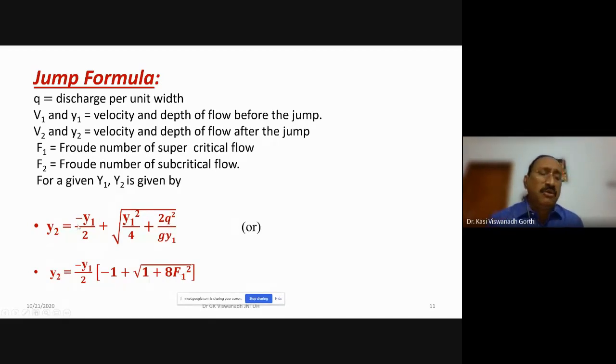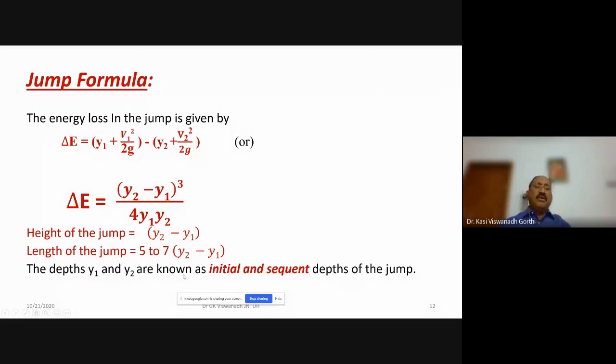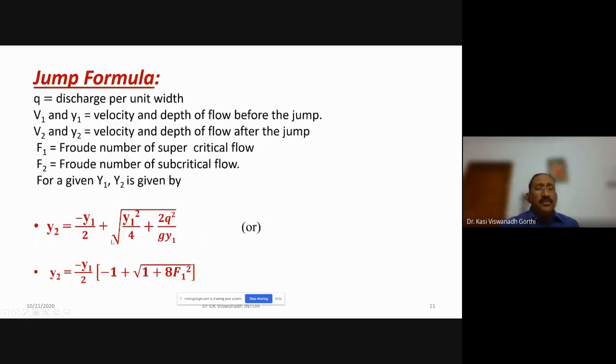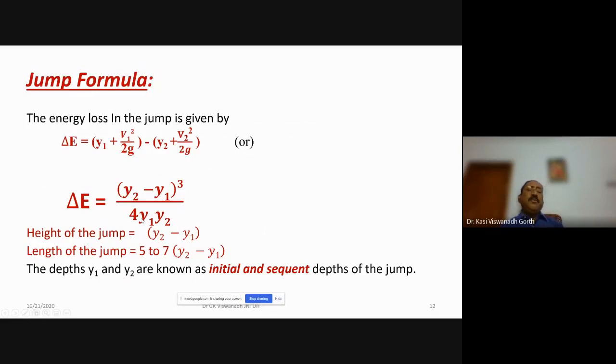So Y2 will be equal to minus Y1 by 2 plus square root of Y1 square by 4 plus 2q square by g Y1. Similarly, Y2 will be equal to Y1 by 2 into minus 1 plus square root of 1 plus 8 F1 square. F1 is the initial Froude number. So these two may be used to find the values of the initial and sequent depths or the discharge or the Froude number. If two parameters are given, the other third one can be found.